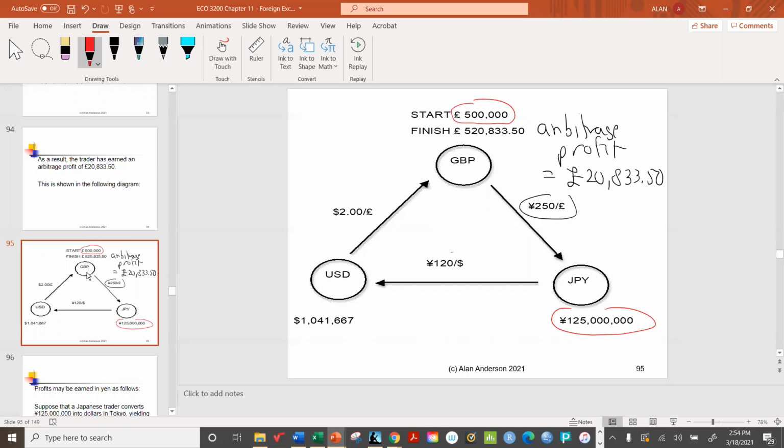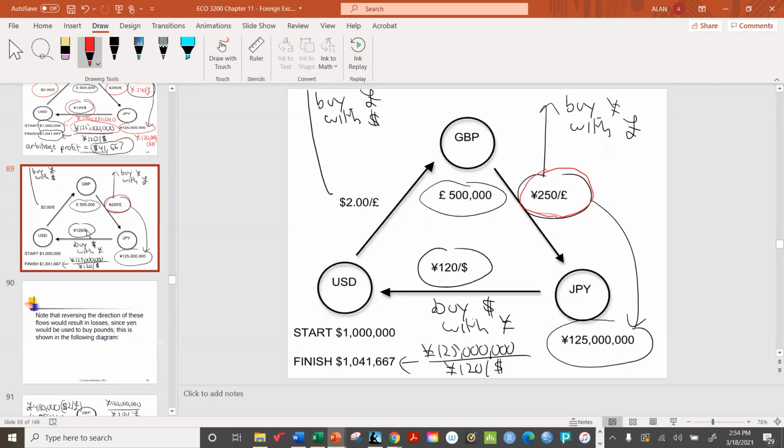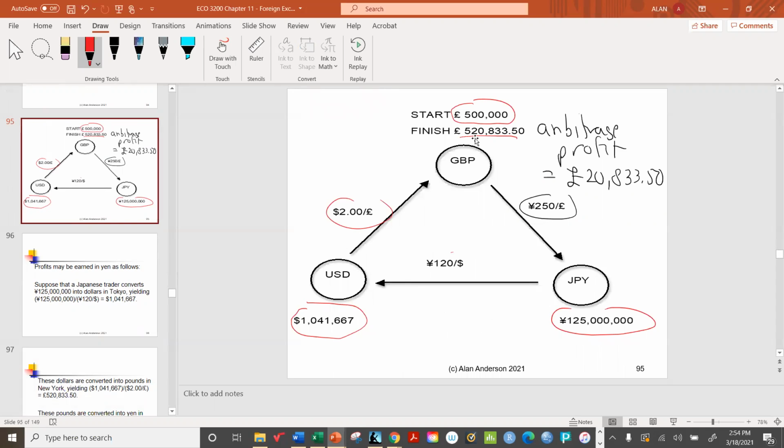And when I convert them to dollars, I've got $1,041,667. And when I convert those back to pounds at $2 each, you'll notice I've made some money, 20,833.50 pounds. Which is almost exactly, now remember the dollar profit was 41,667. So notice what happens here. If I convert these into dollars at $2 a pound, that arbitrage profit of 20,833.5 becomes $41,667. So it's the same thing. It has to be. It's a profit any way you look at it.